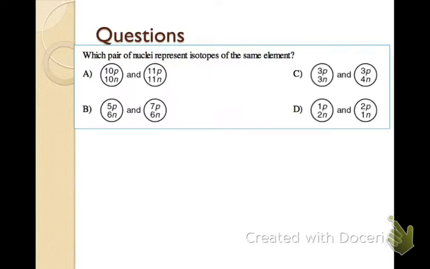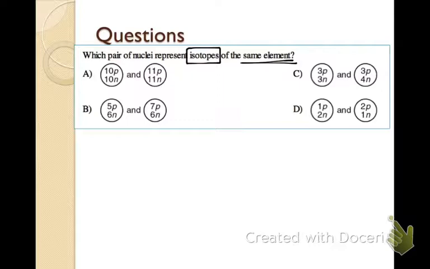First one, which pair of nuclei represent isotopes of the same element? So here the P stands for protons, the N stands for neutrons. If we want isotopes, it has to be the same element. So the two of them need to have the same number of protons in order to be the same element, but they have to have a different number of neutrons.